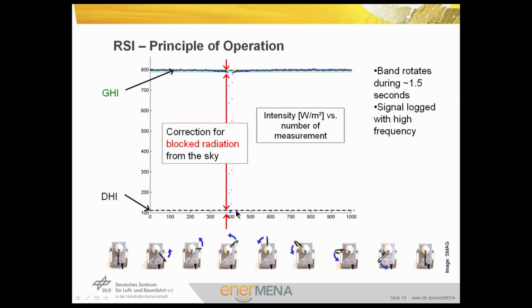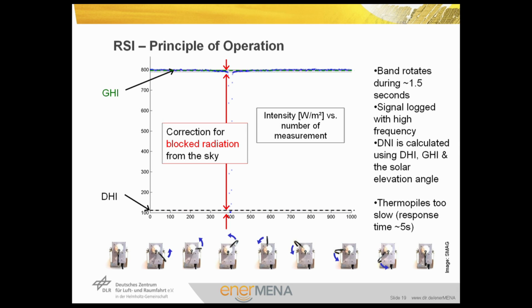As you see, the DHI is not the minimum of the curve. It's slightly higher than the minimum. We have to correct for the blocked sky radiation. The shadow band does not only block light coming from the sun, but also light that comes from the sky. This correction is done using the shoulders of the curve. So we see that there's a difference between the shoulders here and the GHI. So we add this difference to the minimum of the curve to obtain the DHI. If we then have DHI, GHI and the solar elevation angle, we can calculate DNI.